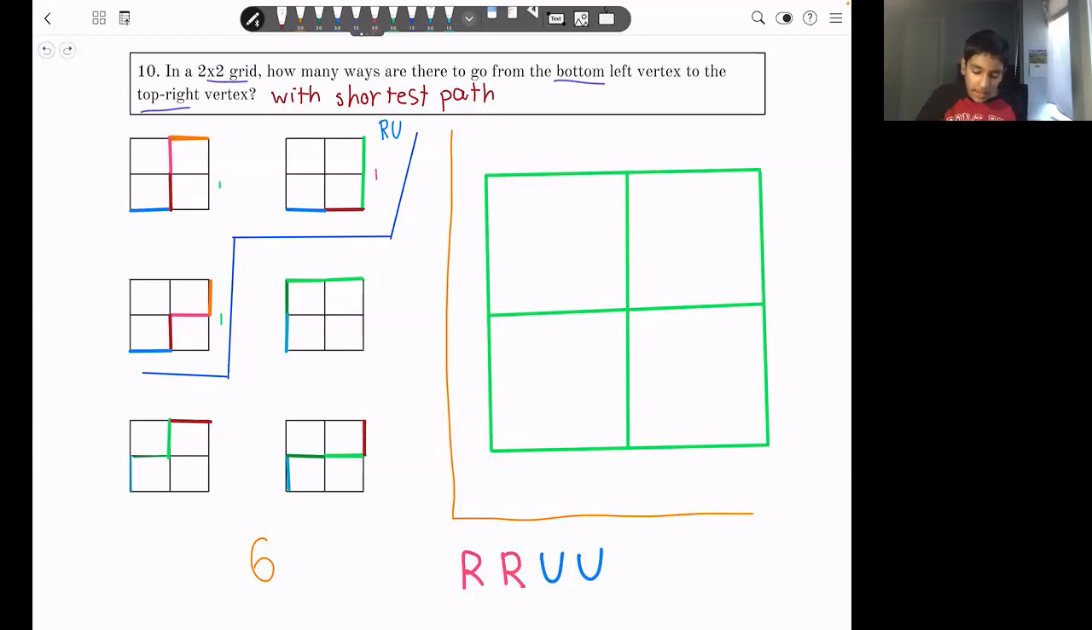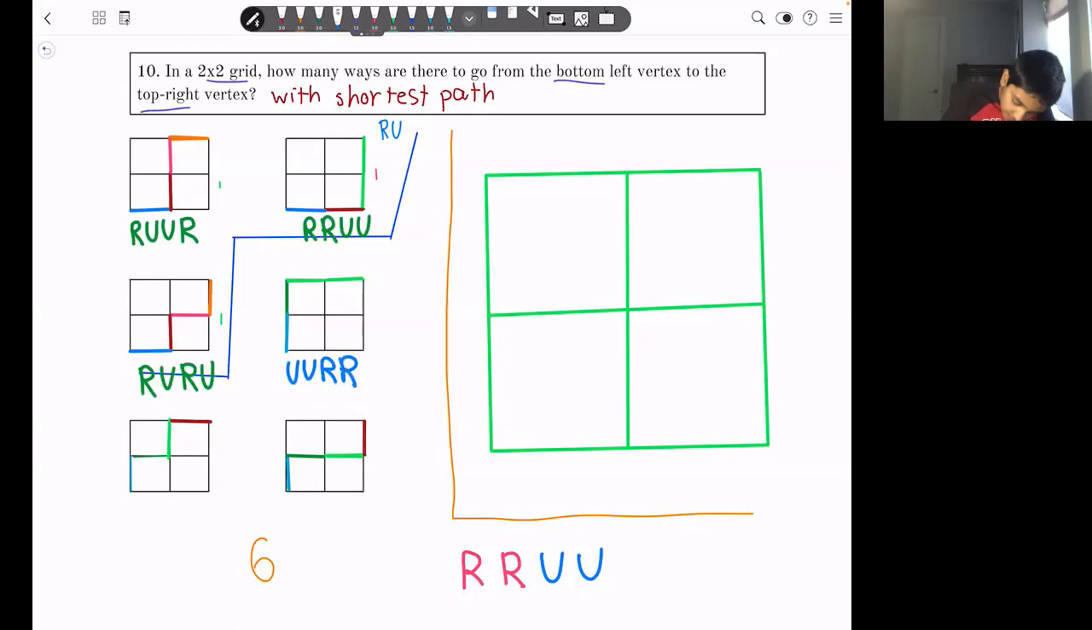Okay, so now in this case, we take a right step, then an up step, then an up step, then a right step. In this case, we take a right step, then an up step, then an up step. In this case, we take a right, an up, a right, and an up. In this case, we take an up, up, right, right. In this case, we take an up, right, right. Sorry, in this case, we take up, up, a right, and an up.